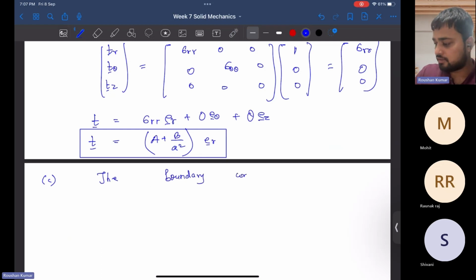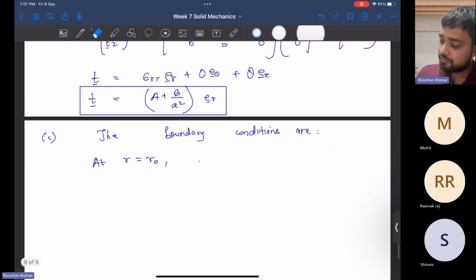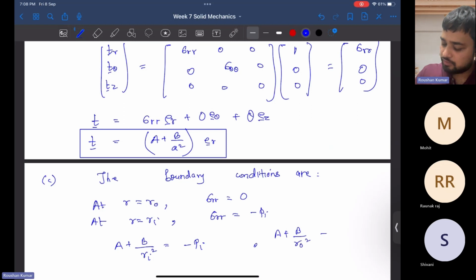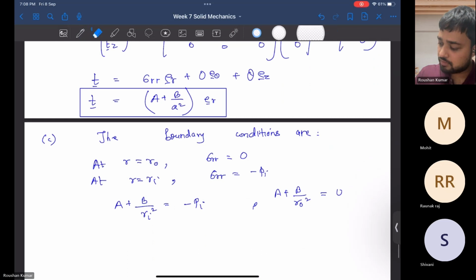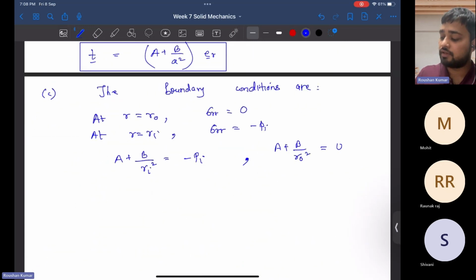The boundary conditions are, at r equal to r naught, the outer radius, the surface is traction free, so there is no radial stress, that is sigma rr equal to 0. And at r equal to ri there is some pressure acting, which means sigma rr equal to minus pi, because this is a compressive stress. Which means a plus b by ri square equal to minus pi, and a plus b by r naught square equal to 0. So the question is to find the constants a and b.